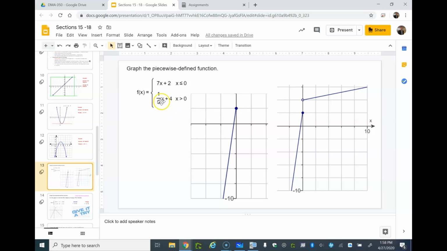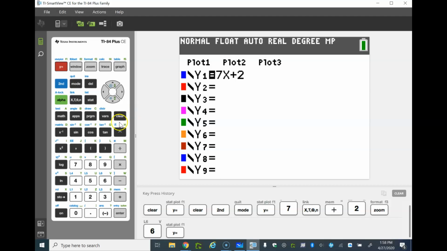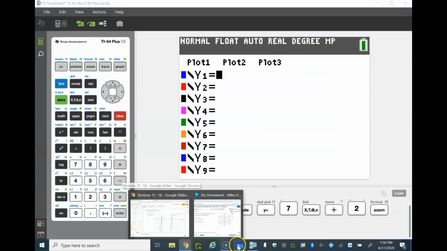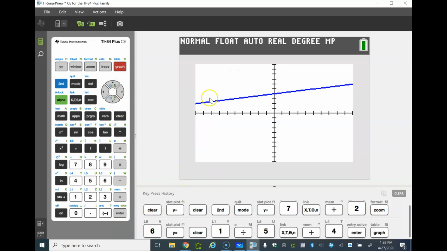Now the second one here, we're going to put this one in our graph and notice that it goes this direction. So once again, I'm not taking the full graph and I can show you what it looks like. Let's put it into, so 1/5 x plus 4. So here's the full length of the graph.